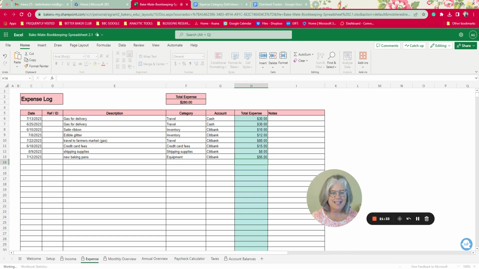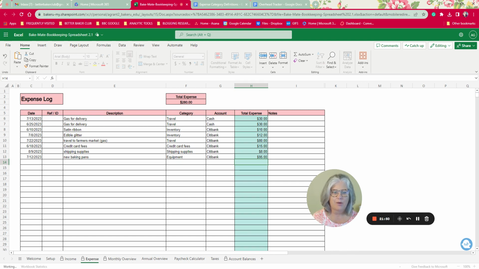You can do this. So let's talk about your homework for today, day 3 of the boot camp. So for today, I want you to take a look at your expenses. I want you to start to list all of the recurring expenses in your business. You can use that overhead tracker if you want to.